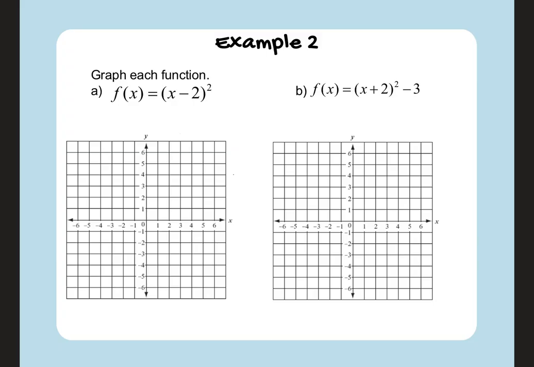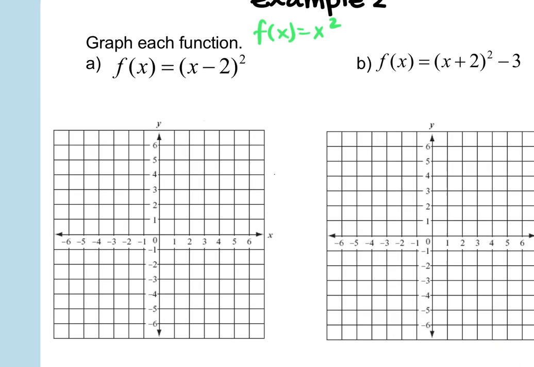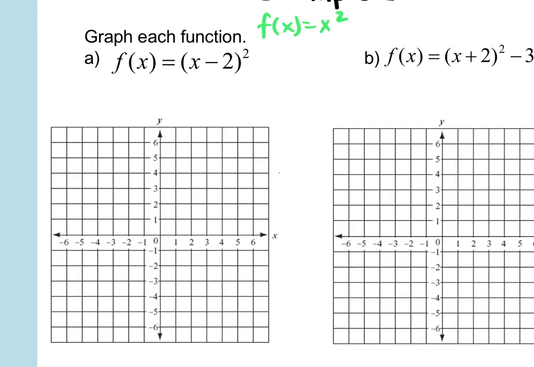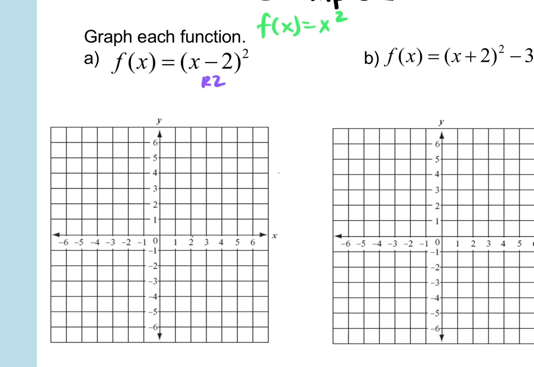All right, and those would look like these. So again, our parent function is f of x equals x squared, and it looks like a parabola. What's happening with A? Moves to the right 2 places. So I'm going to go to the right 2 places, up 1, out 1, and draw the parabola.